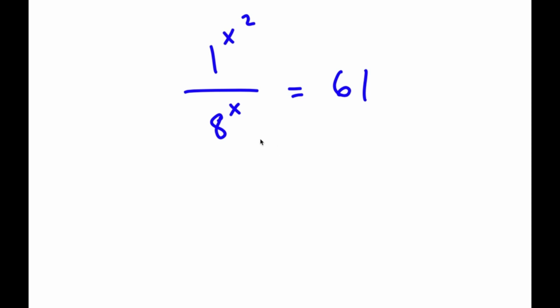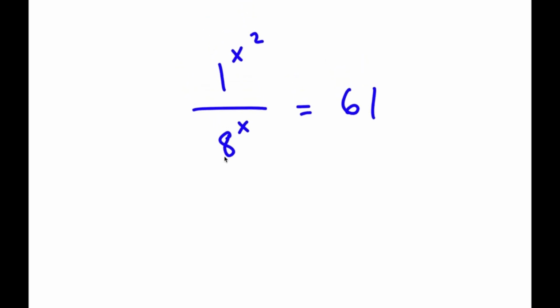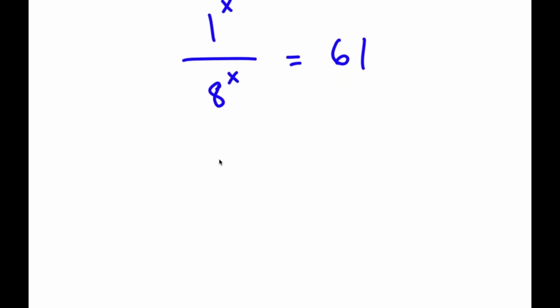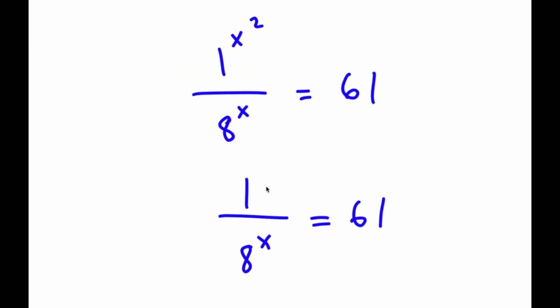Alright, so in this problem, I have 1 to the power of x squared over 8 to the power of x is equal to 61. So the first thing I'm going to do is, it's pretty obvious that 1 to the power of any number is simply 1, meaning whatever the value of x is, 1 to the power of x squared is going to equal 1. So I can just write this as 1 over 8 to the power of x is equal to 61, because 1 to the power of x squared, that's the same thing as 1.